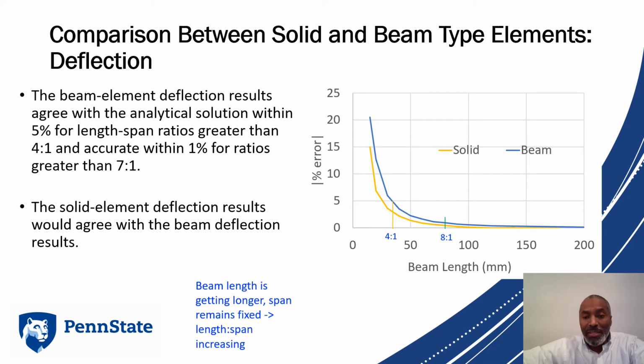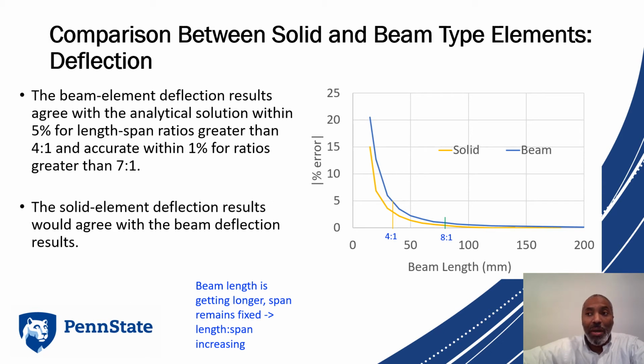For our solid elements, however, you can see that, yes, as we increase our beam length, the error gets better, and as we decrease our beam length, the error gets worse, but they're not subscribing to beam theory. So why does this happen? To understand why this happens, we have to think about how the beam is discretized into these tetrahedral solid elements.